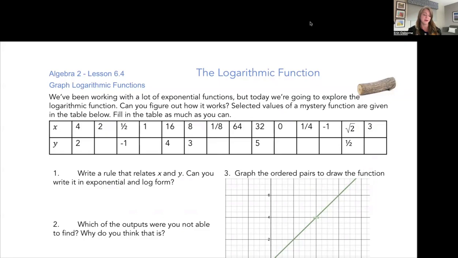Now I want you to fill out as much as you can of this table about a mystery function. You're going to try to figure out the relationship between x and y, and try to start answering number 1 or number 2. Then we're going to graph it together on number 3. Press pause on the video while you fill out the table.